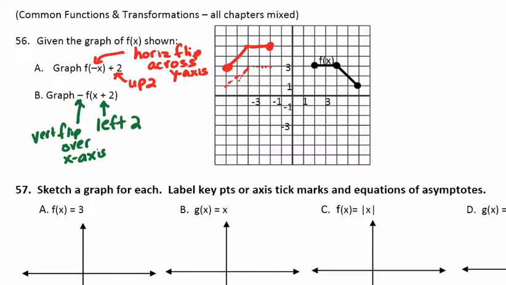So let's take our original graph and we're going to slide it first 2 units to the left. So it would end up here, 2 units to the left. And then we're flipping that over the axis. So what used to be at +3 would now be at -3. And these values that were positive will now be negative. So that green graph should be the result.